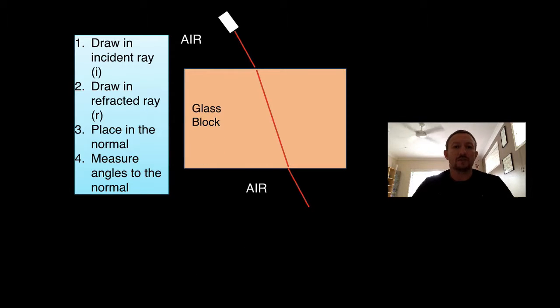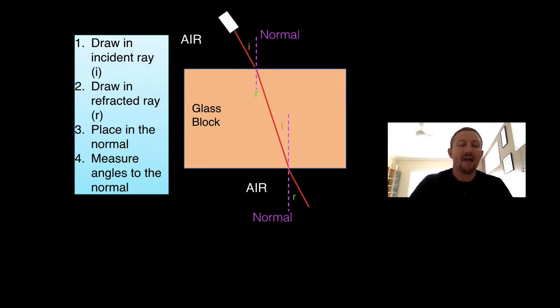Here's my ray box. I'm going to label up my various areas. Notice I've got my normals put in place, which are perpendicular to the boundary surface between the air and the glass. And my angle i is my incident beam, you can see there in orange. And my refracted ray, or my refracted angle, is shown in green as a little r. So we're always looking at the angle from the ray to the normal in each case, just like we've done in all our other diagrams that we've worked through.